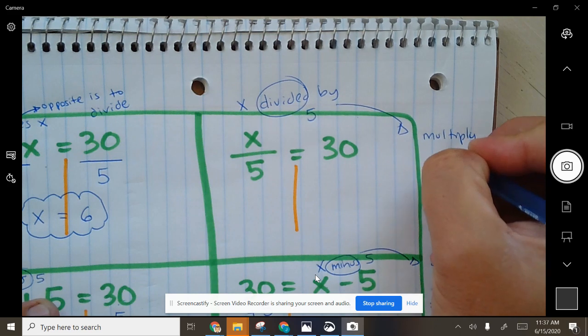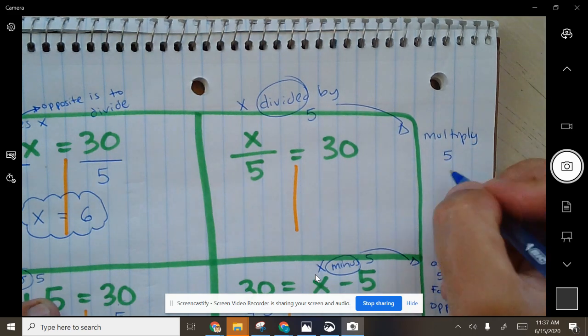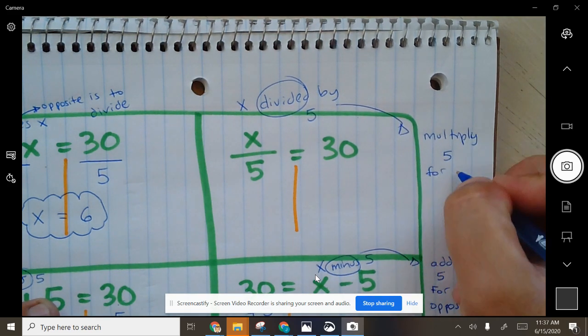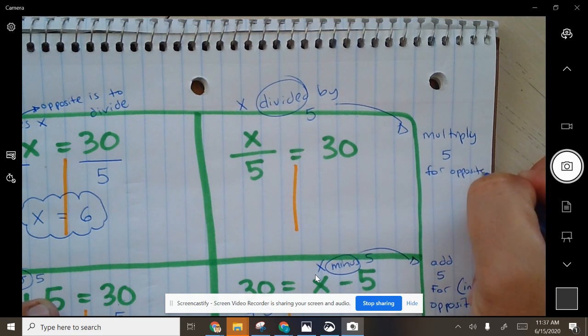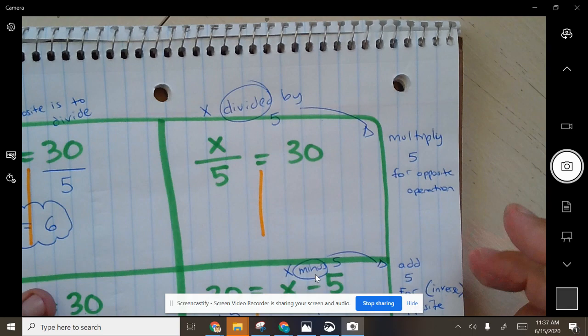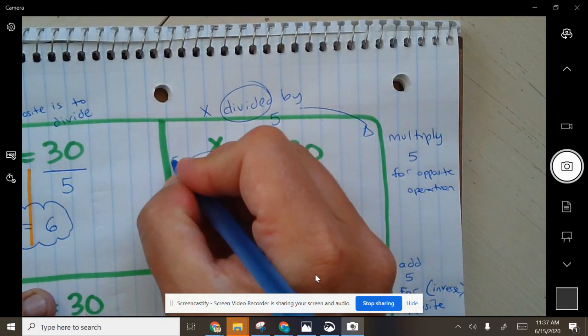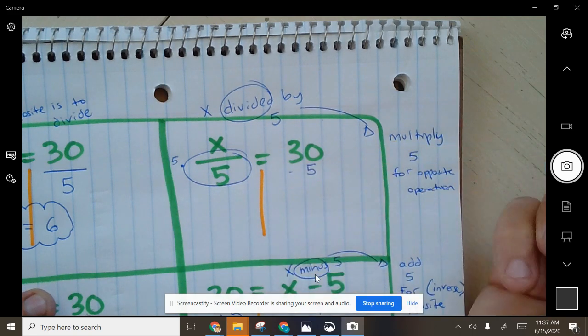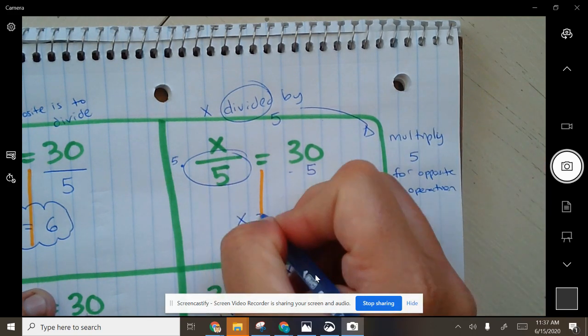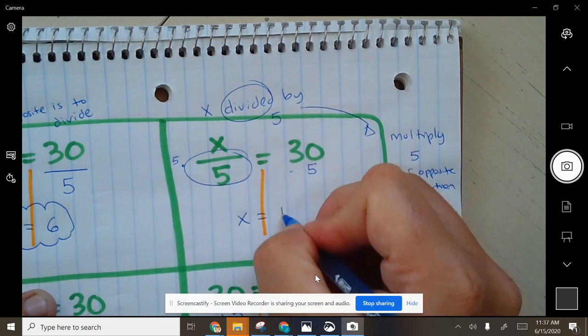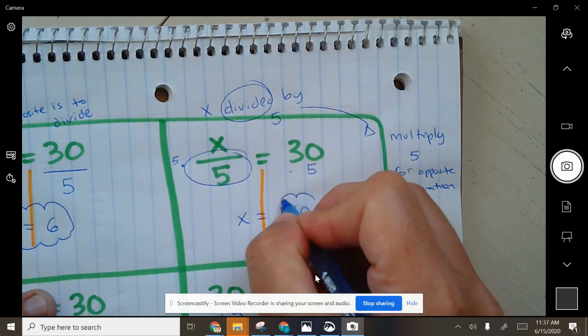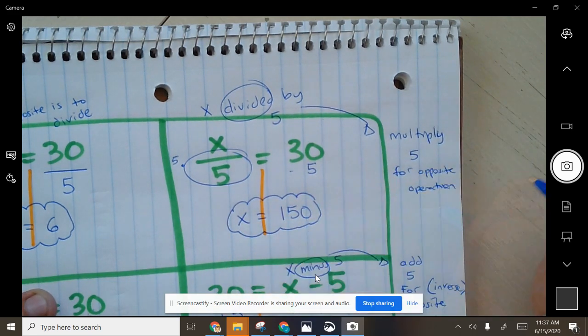Multiply 5 for the opposite operation, okay? And that's how you would get rid of this division of 5. You would multiply it by a 5, okay? So then x would equal 30 times 5, which is actually 150, okay?